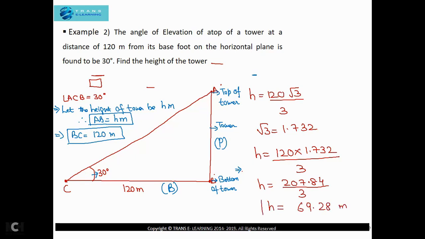So automatically this answer has come to up to 2 decimal places. So we can leave the answer up to 2 decimal places. But in case you would have taken root 3 up to 2 decimal places, you would have got the answer up to 1 decimal place. So I would recommend that always take the value of root 3 up to 3 decimal places in order to get the exact and accurate answer. So the height of the tower is 69.28 meters.